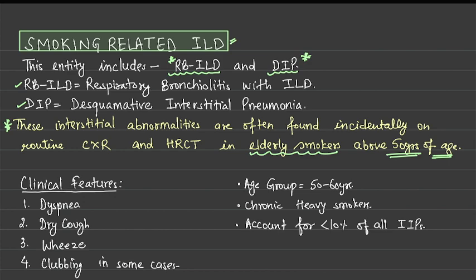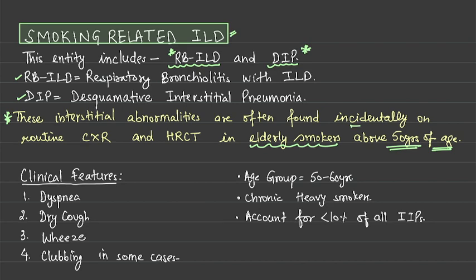See, it is very important to understand that respiratory bronchiolitis associated ILD and DIP, they both are very slow and insidious diseases. These are not very aggressive or very acute kind of diseases. So people do not present with signs and symptoms of these diseases early in the course. Obviously, when the disease gets decompensated, then the patient presents. So most of the times they are found incidentally, right?